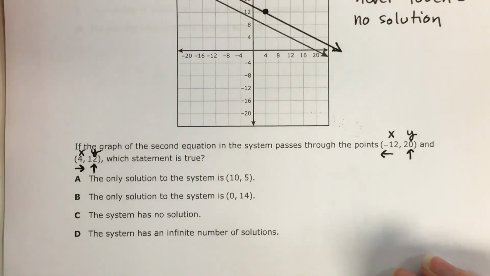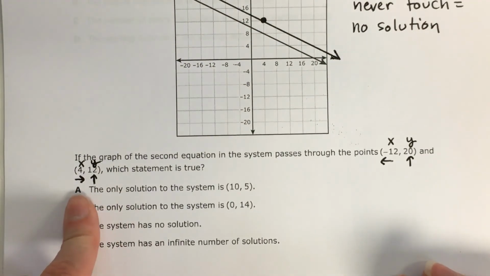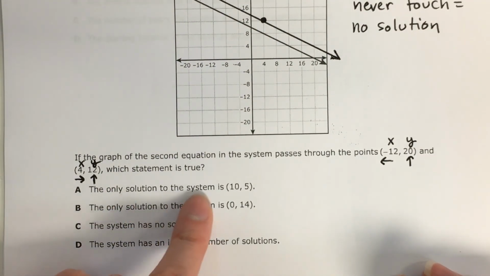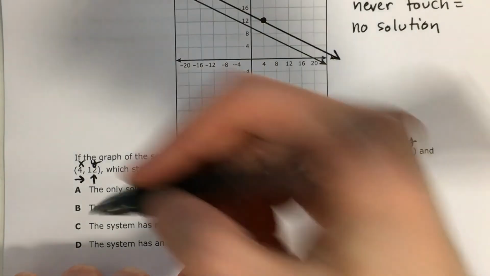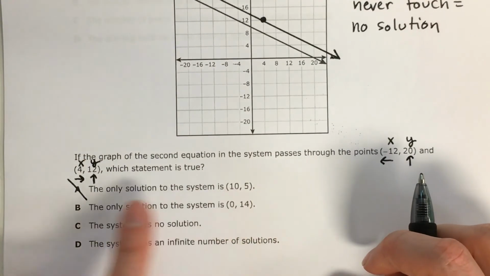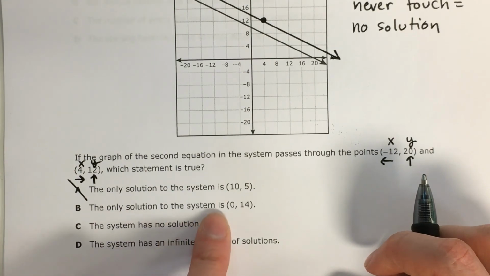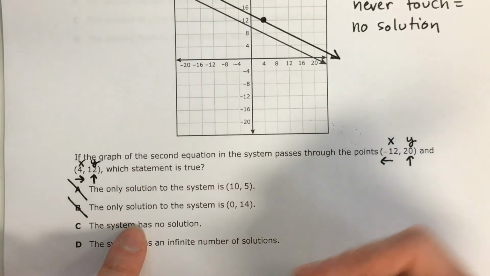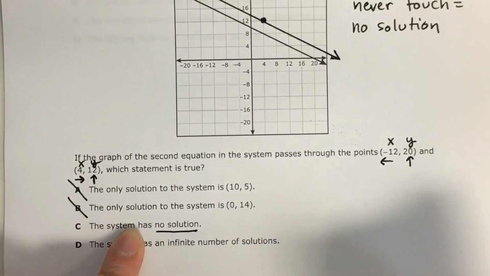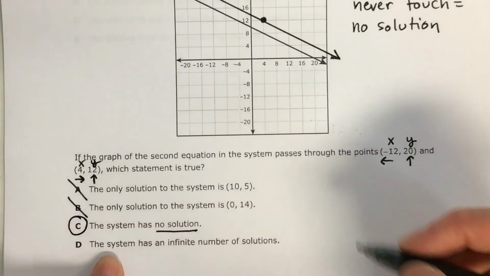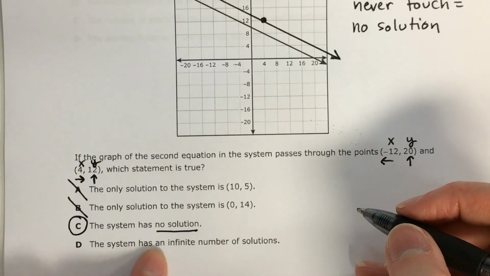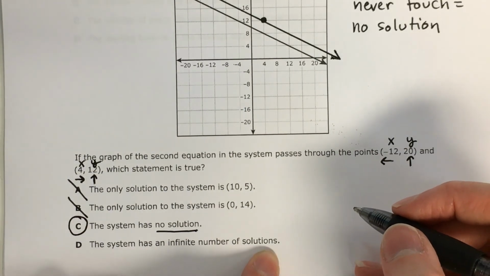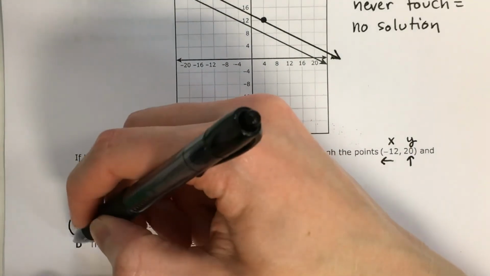Remember, we want something with no solution. So A, the only solution to the system is (10, 5). That's not true. There is no solution. B, the only solution to the system is (0, 14). False. C, the system has no solution. Okay, C is my answer. This one, the system has an infinite number of solutions. That's false. This one is no solution.